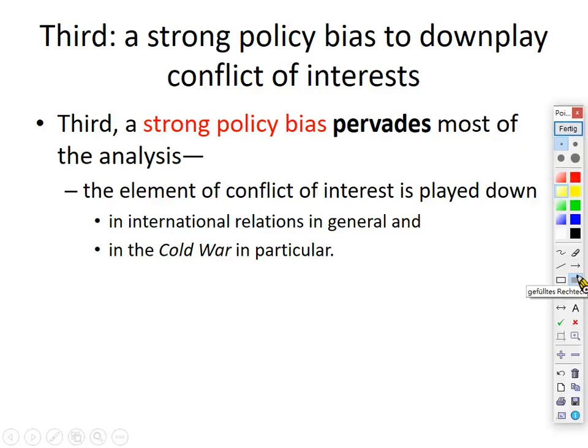The strong policy bias existing in the psychological studies does not emphasize too much on the conflict of interests. They don't. So third, a strong policy bias pervades most of the analysis. Psychologists do not pay too much attention to the issue of interests.